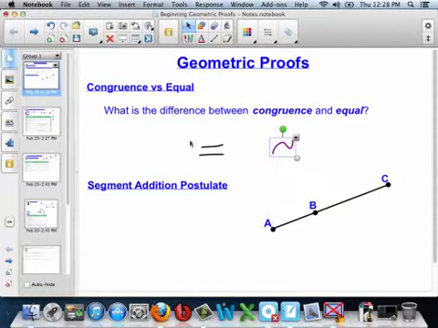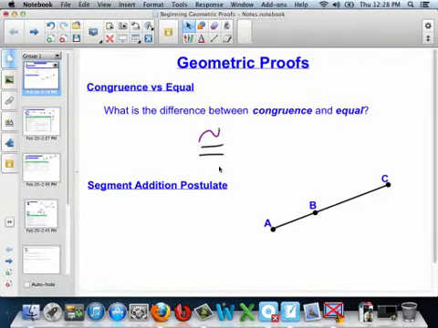But now when we put these two things together, when I take similarity, and I mix that with equality, I now have what we call congruence. It means not just that the two things are equal, because they can be equal in measure, but it doesn't mean that they are congruent. To be congruent means that all of your corresponding parts line up, and all of your corresponding parts are congruent. They're the same length, they're the same orientation. And that's basically what congruence means.